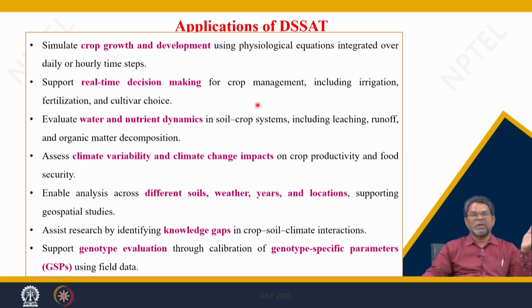So, we can know what type of crops can be chosen. If you choose a particular crop, what type of cultivar or specific variety should be chosen for a particular location, and the input management schedules, starting from land preparation to harvest.